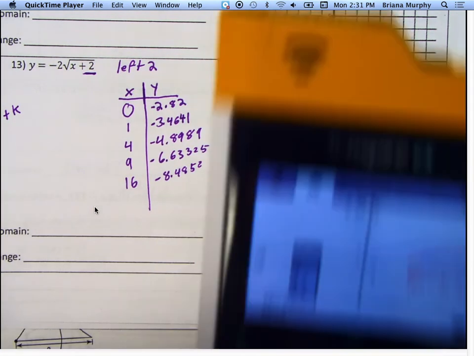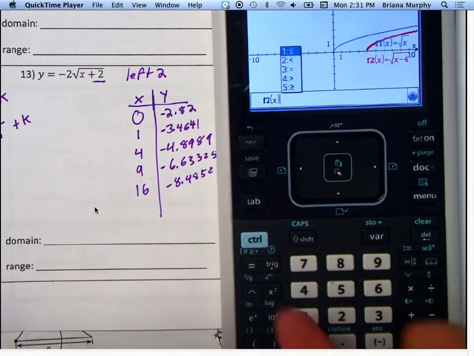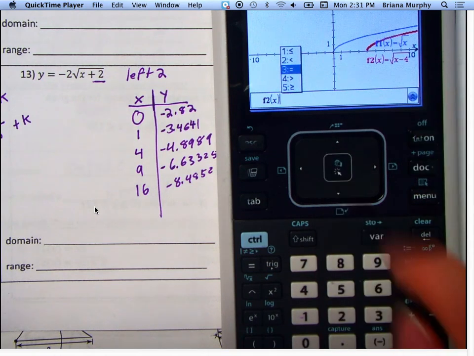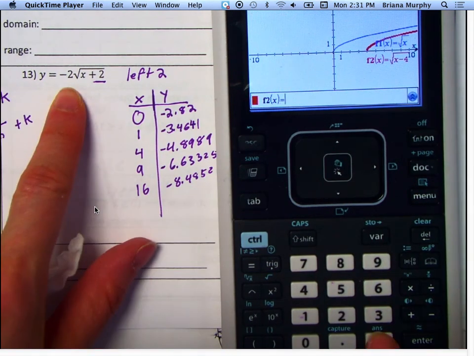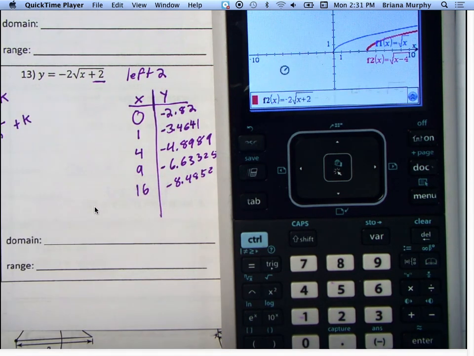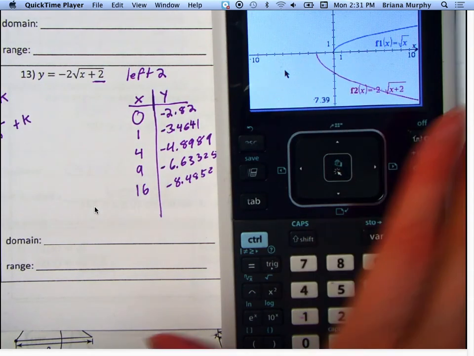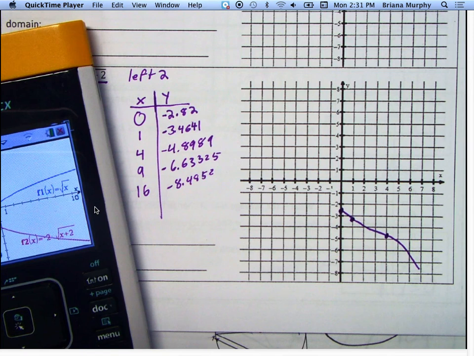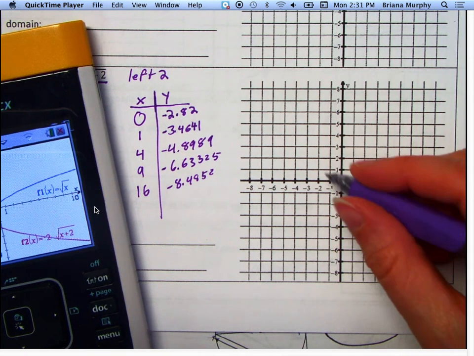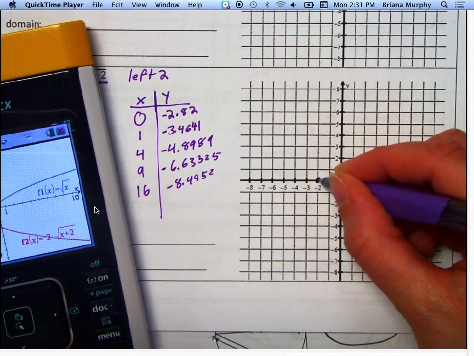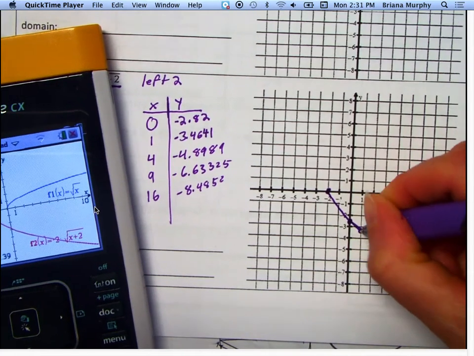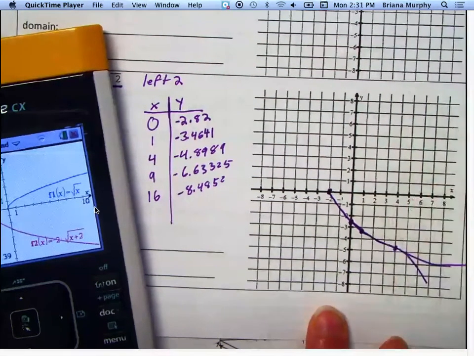I've got my parent function still in here. And now I'm going to change it to negative 2 square root x plus 2, because I want to see what happens. Interesting. So this would keep going. And I would get negative 2. But I'm going like that, right?